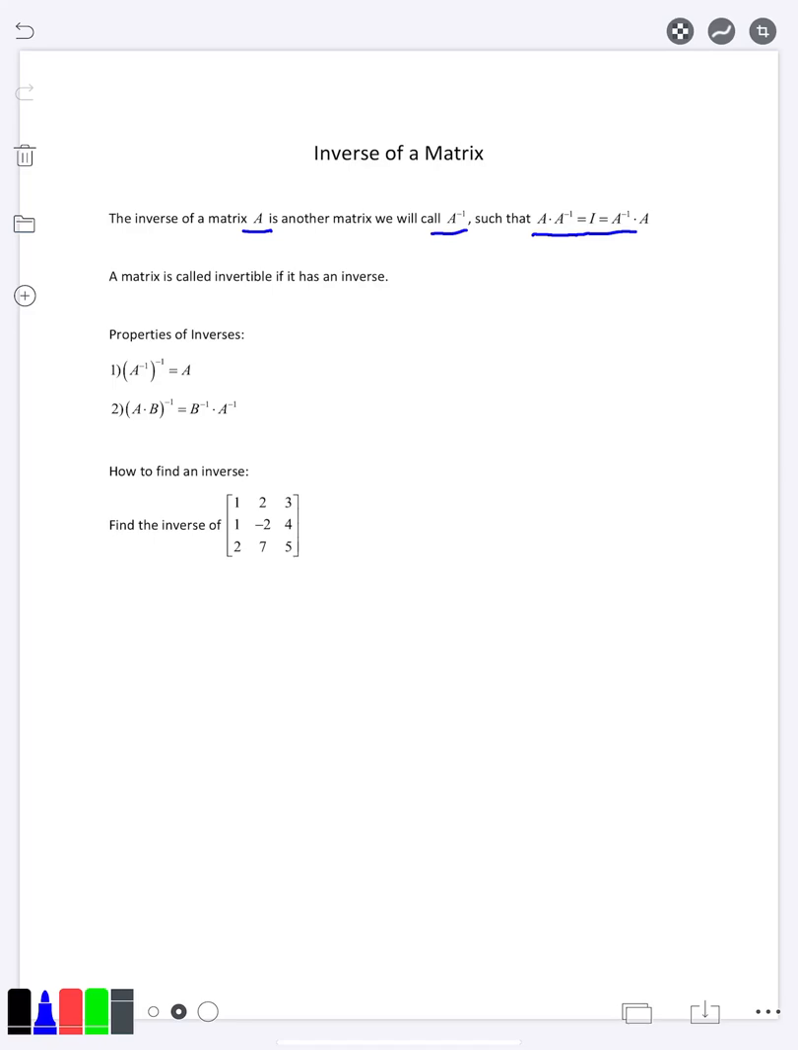Before we get into the process of finding it, just look at a couple of quick properties here. If you take the inverse of a matrix, and then you take the inverse of that, you get back to the matrix you started with. And this is kind of an interesting one: if you multiply two matrices and then take the inverse, you do get the product of the inverse matrices. However, it does switch the order on them.